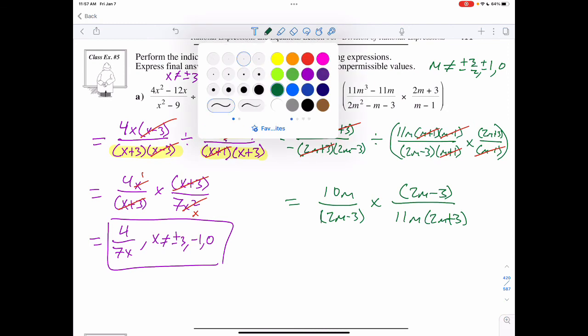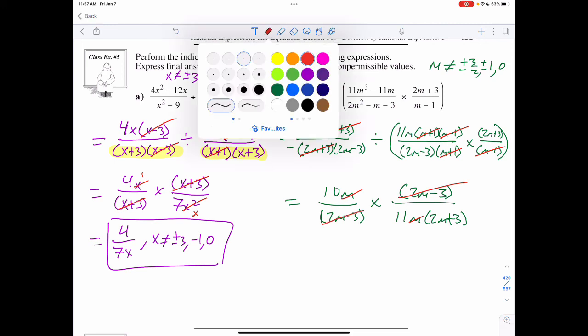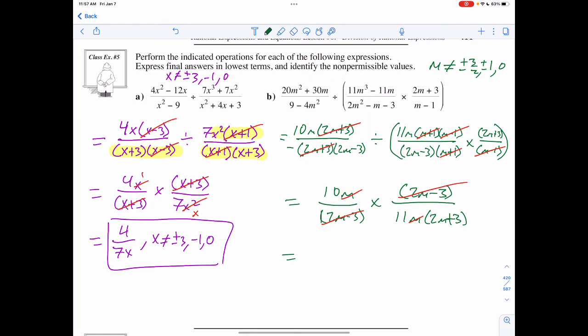I can continue to cancel out, take away an m from here and an m from here, take away 2m minus 3 and 2m minus 3, and all I'm left with is 10 over 11 times 2m plus 3. And this is true so long as m cannot equal positive or negative 3 over 2, positive or negative 1, or 0.